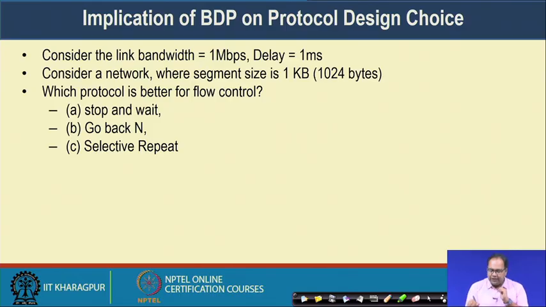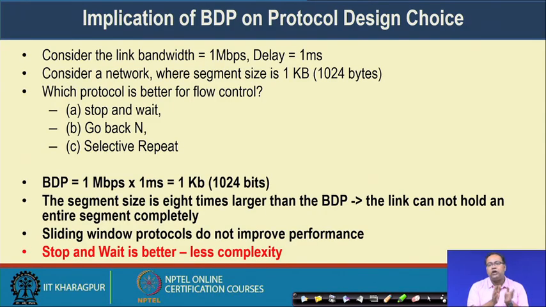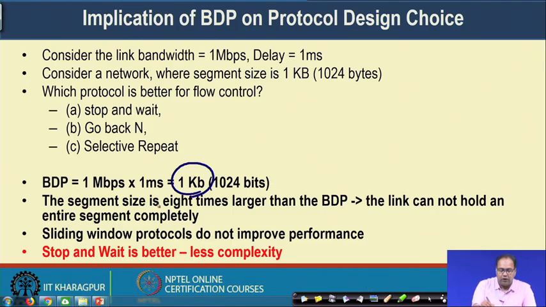To solve this problem, we first compute the BDP. We see that the BDP comes to be 1 Mbps into 1 millisecond, equal to 1 kilobit, that means 128 bytes. So, the segment size is 8 times larger than the BDP. Here your BDP is 1 kilobit and your segment size is 1 kilobyte.